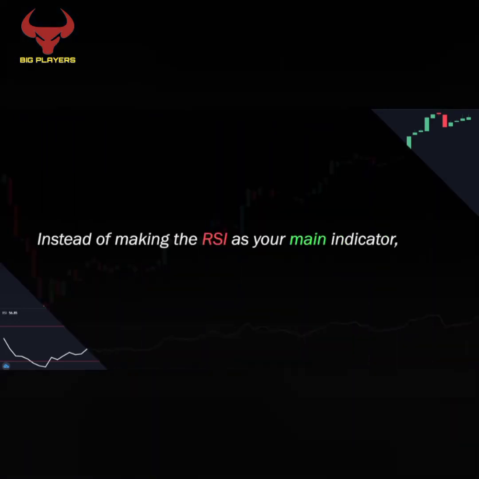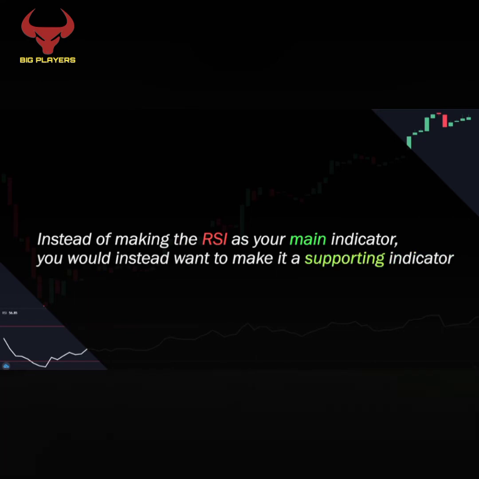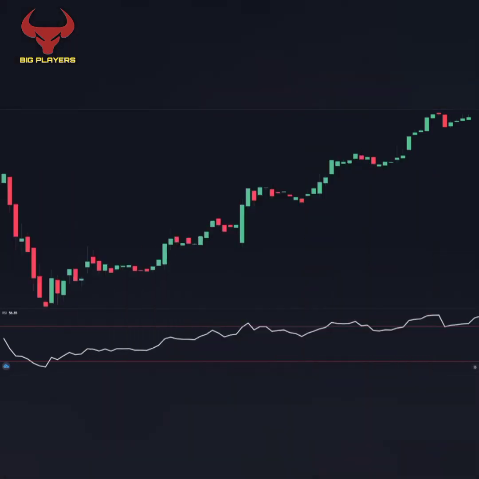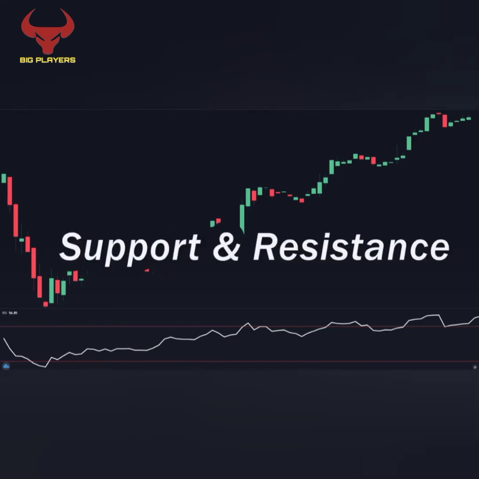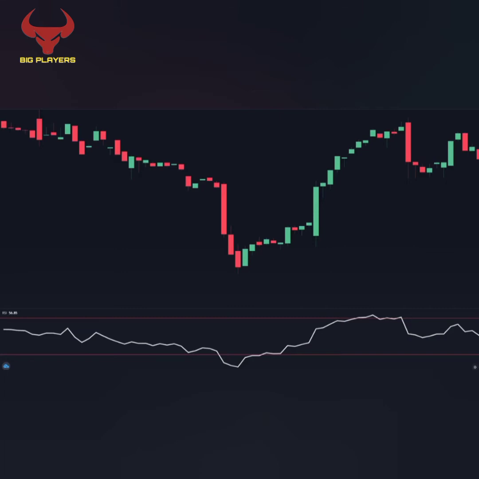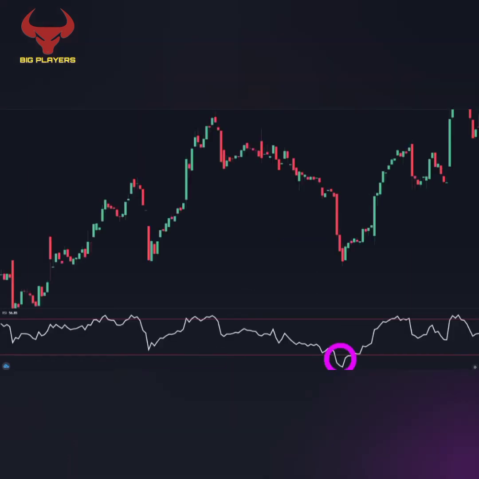So instead of making the RSI your main indicator, you would instead want to make it a supporting indicator. You want the RSI to further confirm your analysis. And my favorite type of analysis when combining with the RSI indicator is just simple support, resistance and trend lines. For example, an RSI that signals oversold levels alone can lead to false signals. But if the RSI is at the oversold levels while being at a major support line, it's a much more accurate signal. So let's jump into a chart.